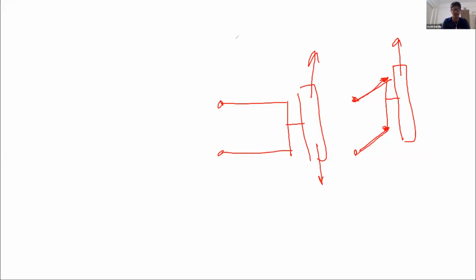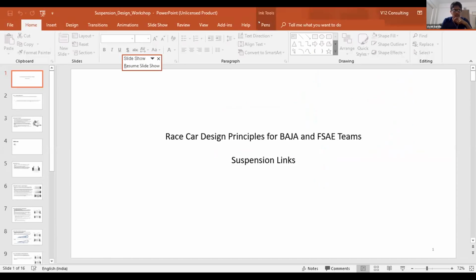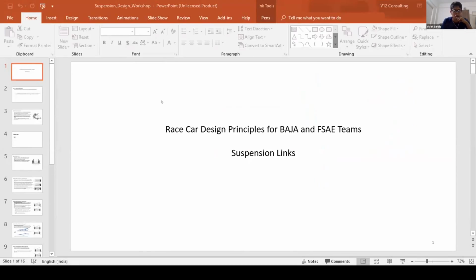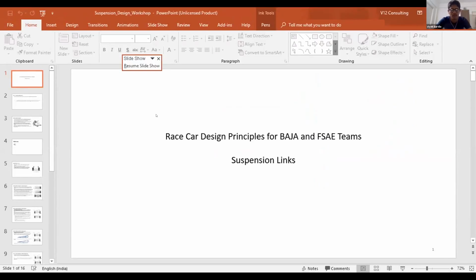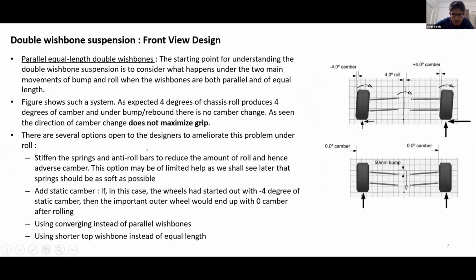So as we have seen, during bump and rebound motion, we would like to have zero camber so that the contact patch area is maximized and hence your tires will be able to produce maximum forces, right?